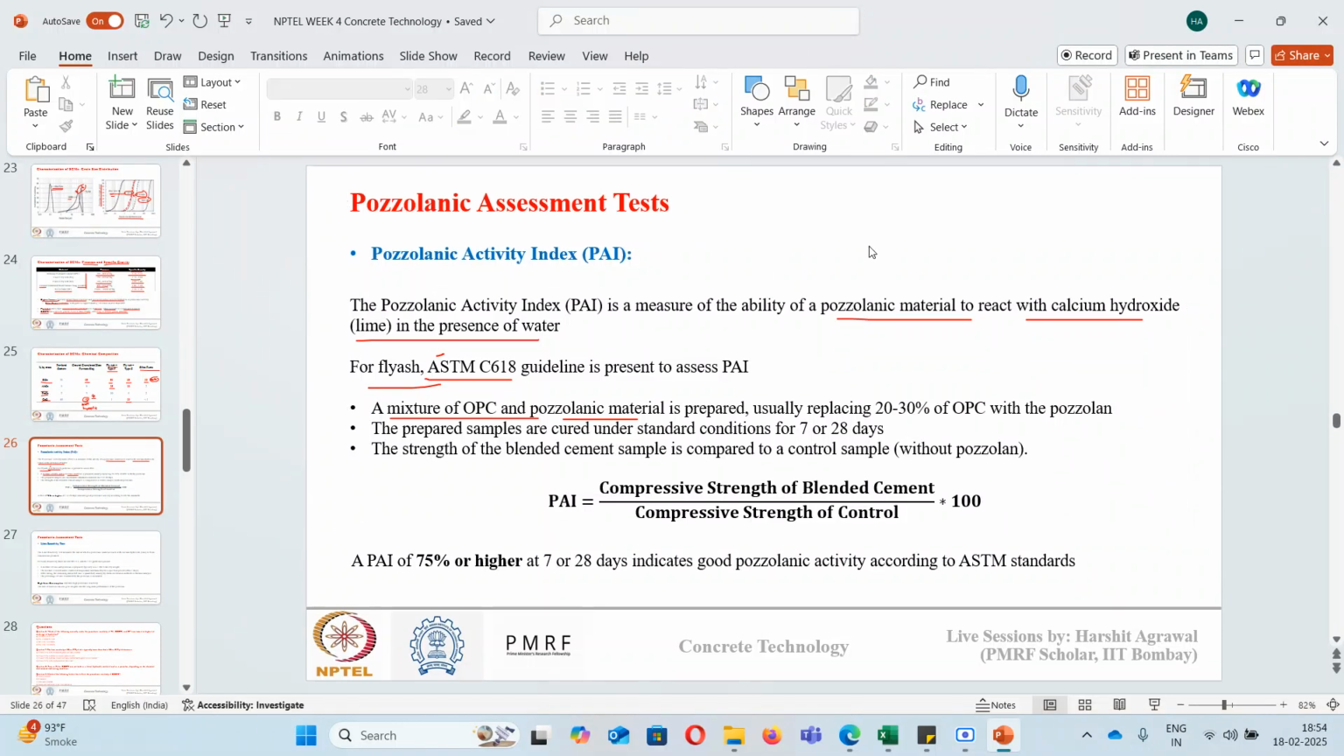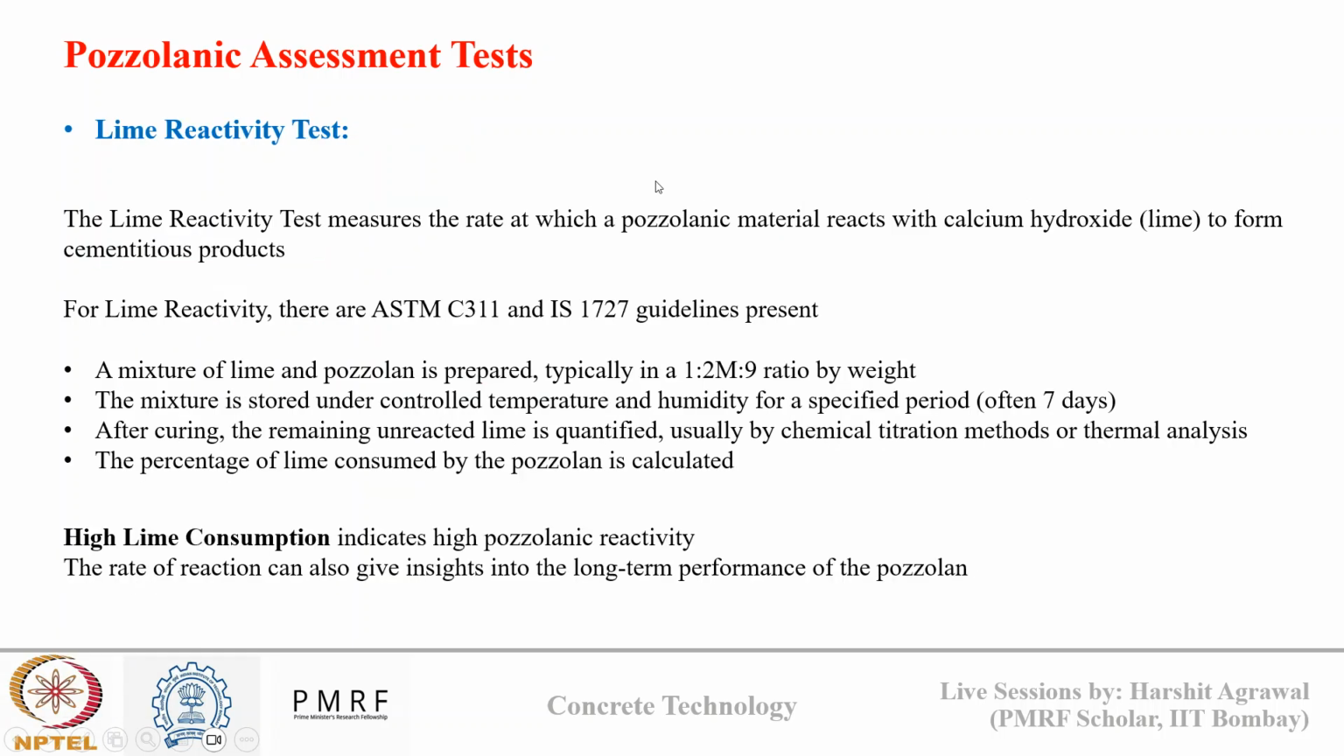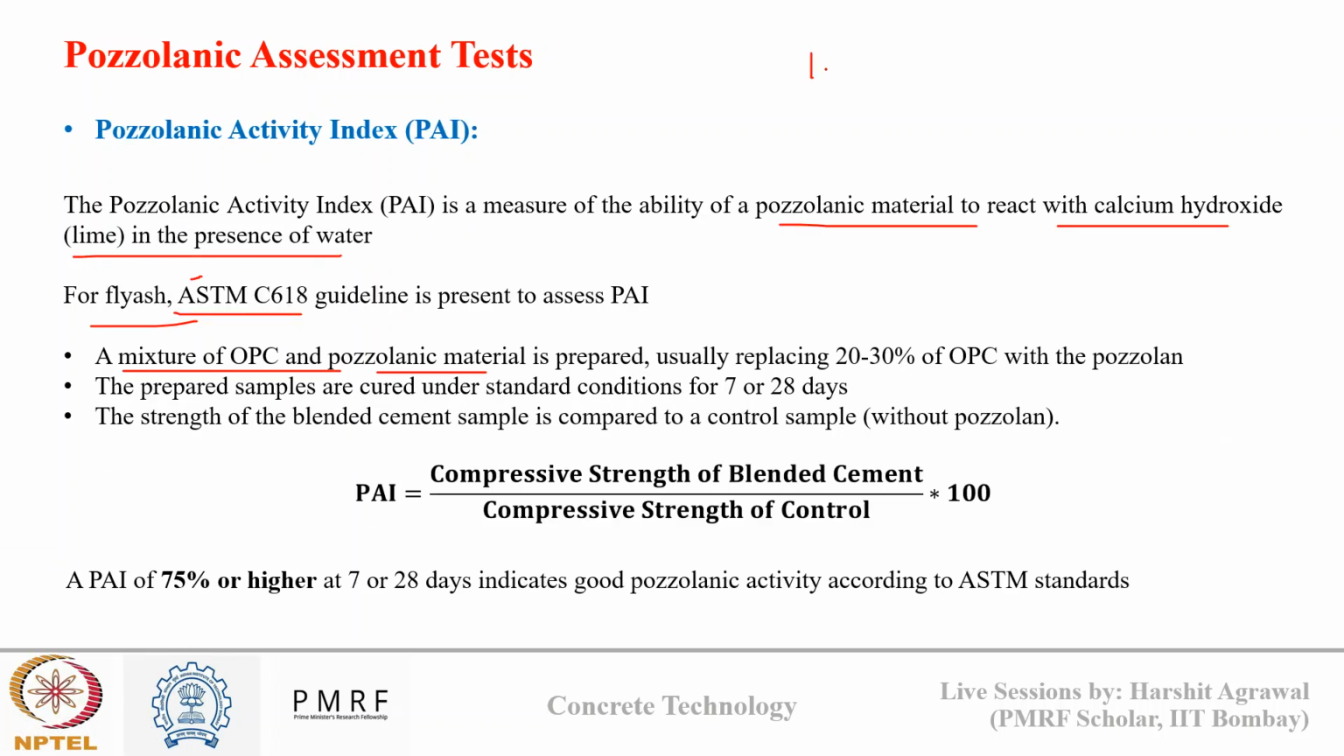So I have two samples. In one sample there is 100% OPC. In the second sample I have, suppose, 70% OPC and 30% fly ash. So for both combinations I will prepare cement paste. I will take a certain proportion of water, suppose 0.4 or 0.5. This much water I will take and prepare a cement paste.